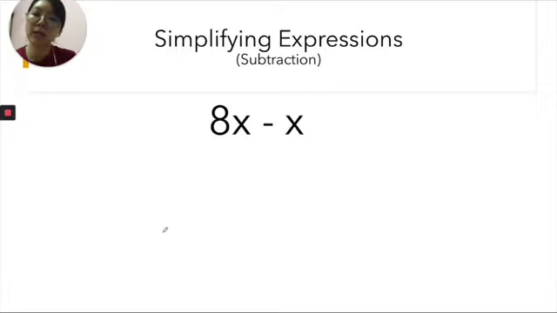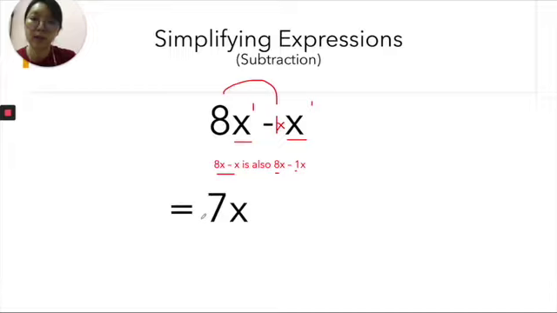8x minus x. So are they like terms? Check. Yes, they are like terms. So I can take 8x minus x. Be careful, 8x minus x is also 8x minus 1x. There is one invisible 1 here, 1 times x. So I take the coefficient together, 8 minus 1. It becomes 7x.